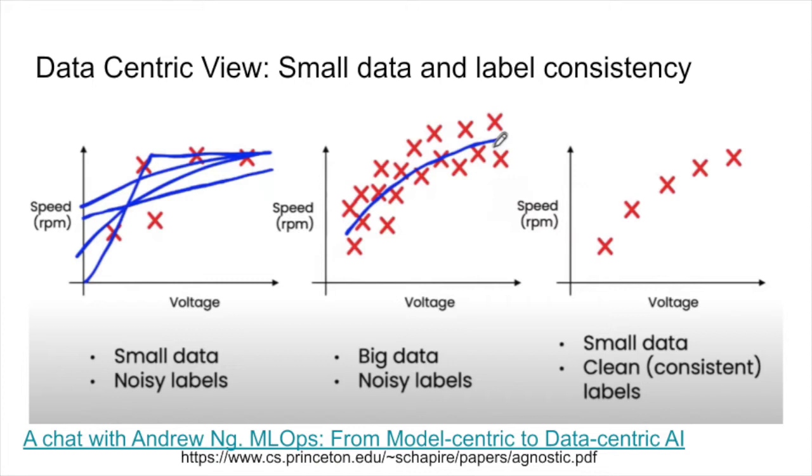An alternate approach is to use small data. If all of the observations have very little noise, then it's very straightforward to fit a curve and be confident that that is actually the true relationship.